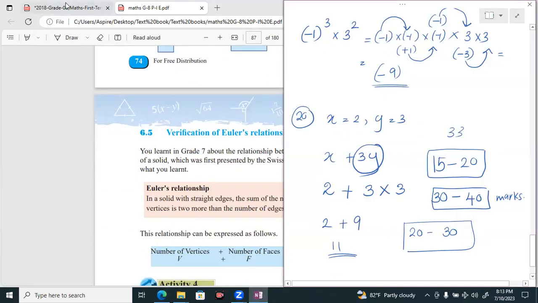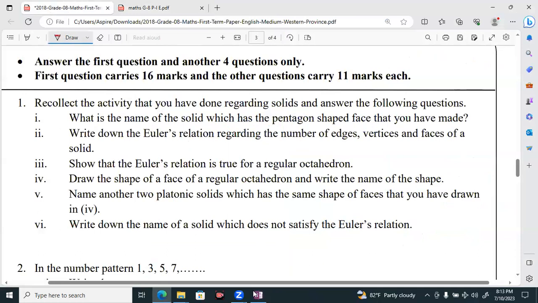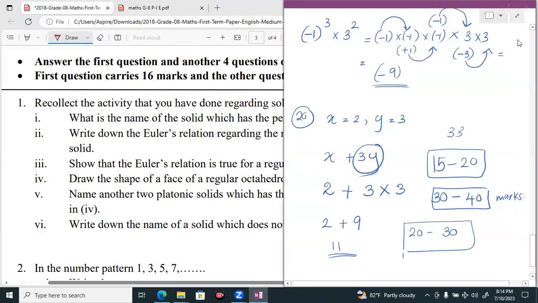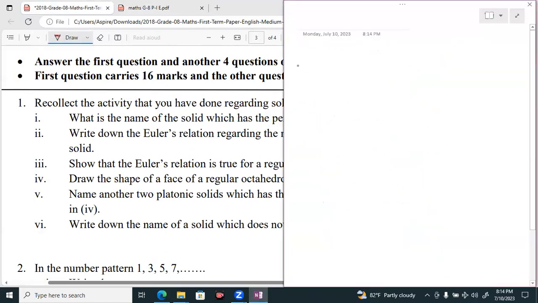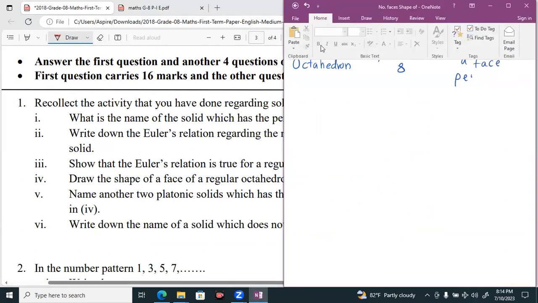Octahedron, dodecahedron and icosahedron. Then remember that for the octahedron, number of faces 8, shape of a face equilateral triangle.